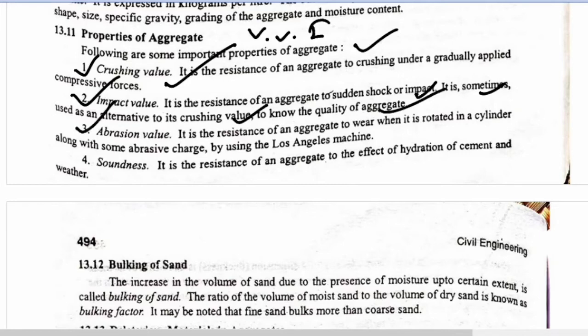Abrasion value, it is the resistance of an aggregate to wear when it is rotated in a cylinder along with some abrasive charge by using Los Angeles machine. लॉस एंजल्स मशीन एब्रेशन वैल्यू टेस्ट करने के लिए यूज करा जाता है। Soundness, it is the resistance of an aggregate to the effect of hydration of cement and weather.